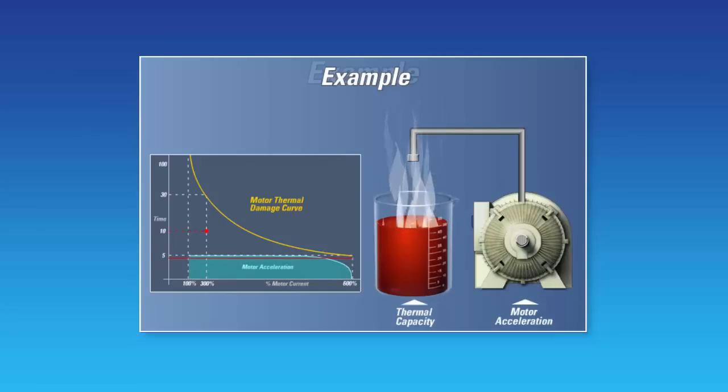To determine how long the motor can run when the motor's current draw drops to 300%, the thermal capacity already used at 600% must be taken into account. From the graph, we can see that the motor can draw 300% of its rated current for 30 seconds if no thermal capacity had been used. Since 80% of the motor's thermal capacity had already been used, which represents 24 of the 30 seconds available at 300%, the motor can only draw 300% current for an additional 6 seconds.